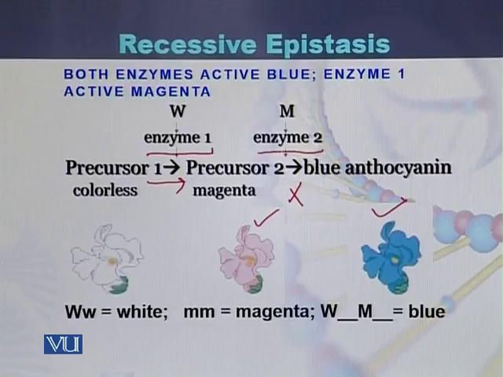While if enzyme 1 also does not work, then the color of the flower will be white. So the white flower will have the genotype capital and recessive. Magenta will have M and M in recessive forms, while in the case of blue, gene 1 is in dominant form, and gene 2 is also in dominant form.